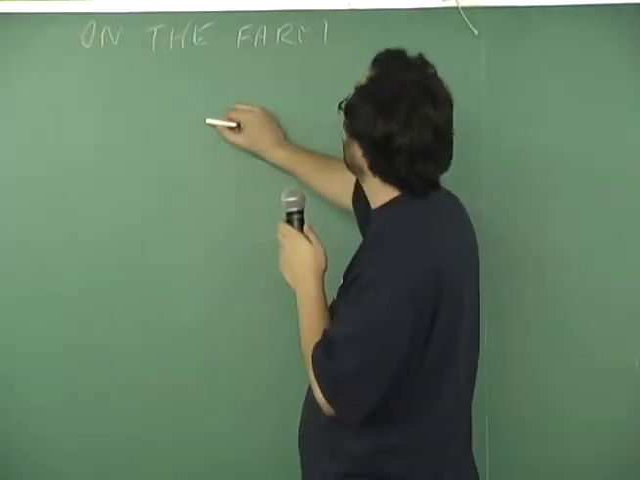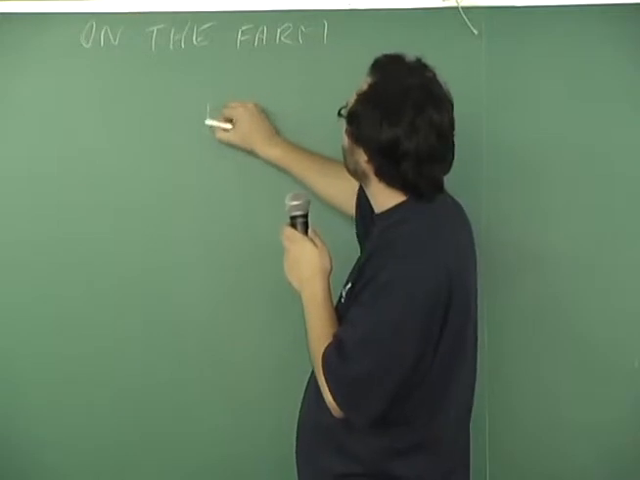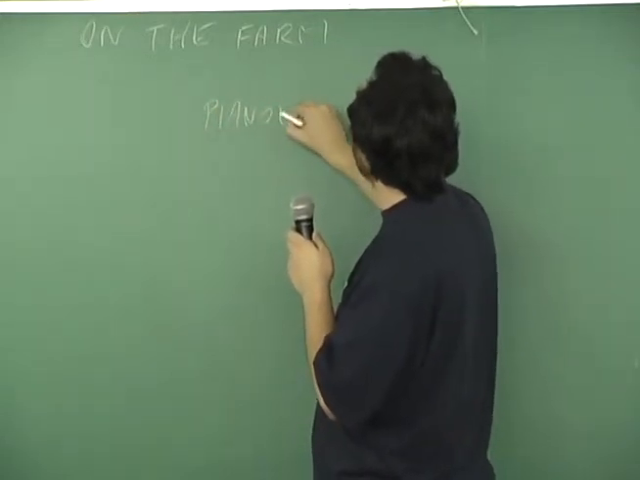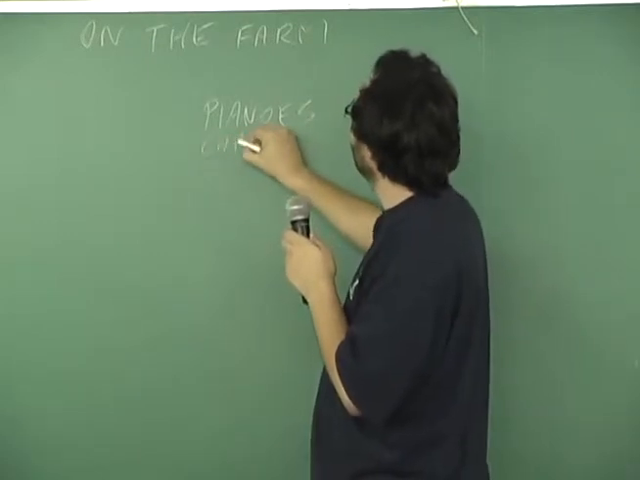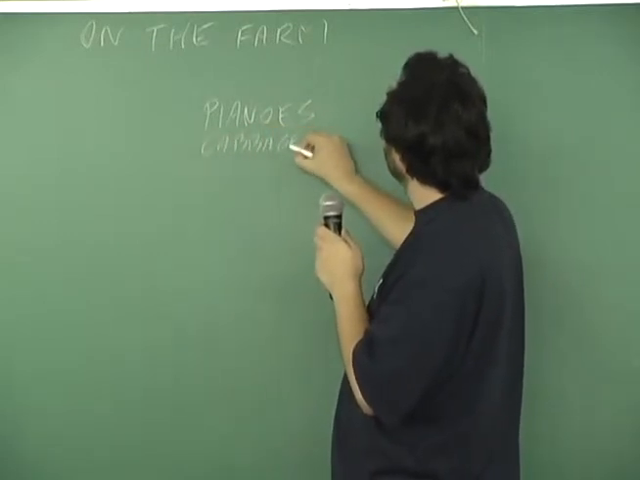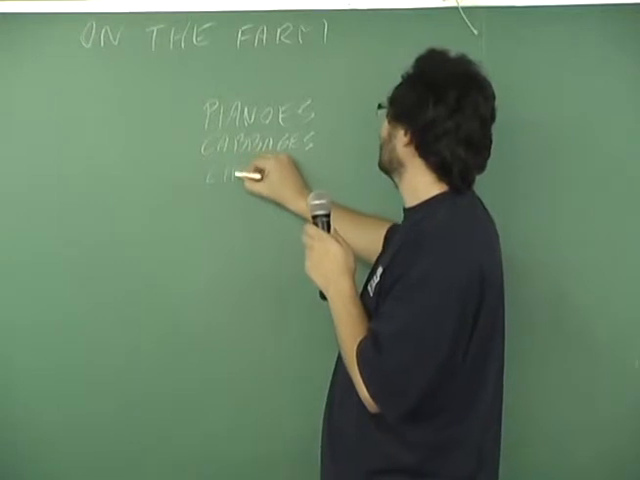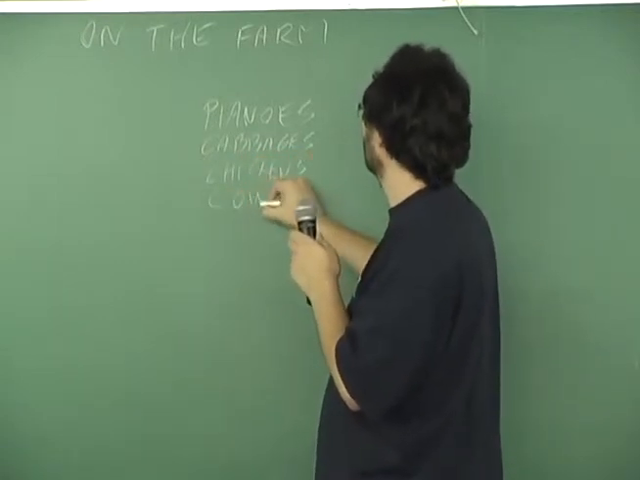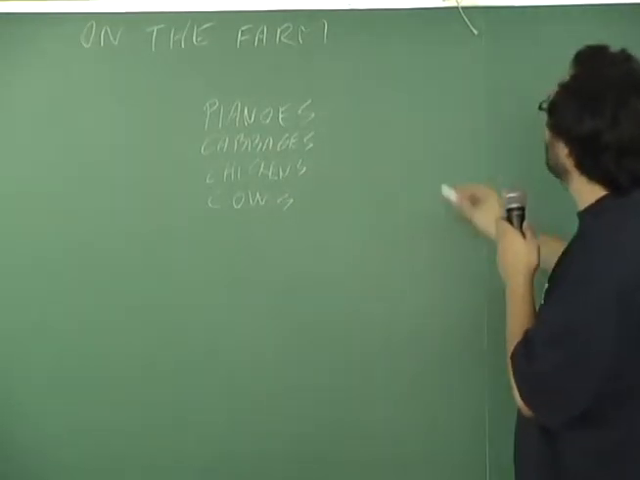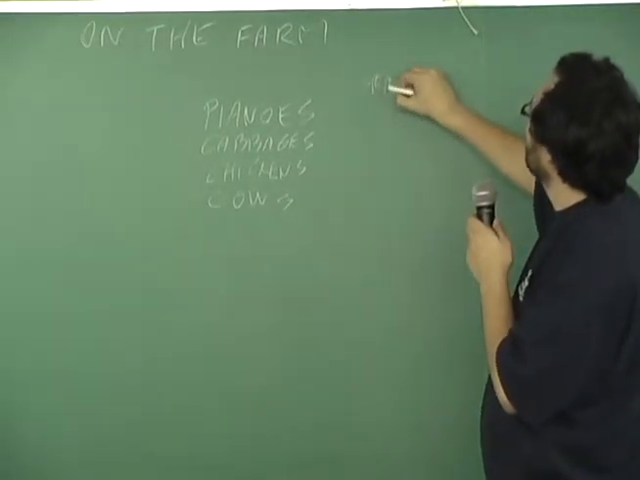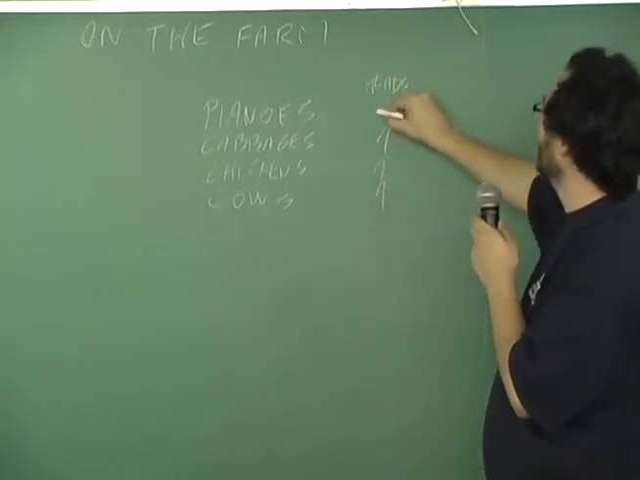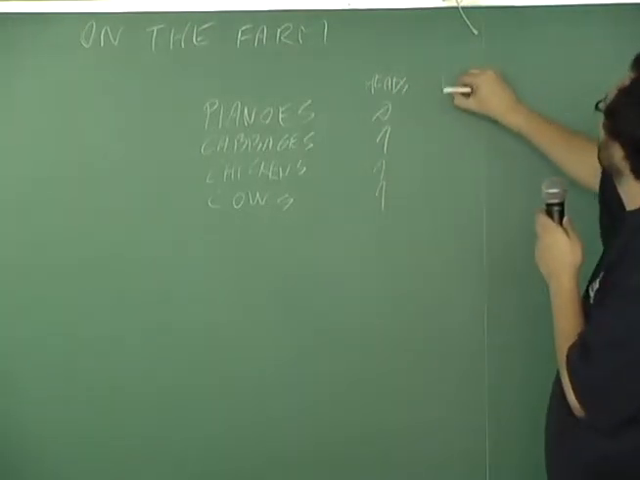So in our task, what we have are 4 types of objects, which are, in order of priority, pianos, cabbages, chickens, and cows. And each of these objects may have some heads. There's a cabbage head, a chicken, and a cow has a head. A piano doesn't have a head.